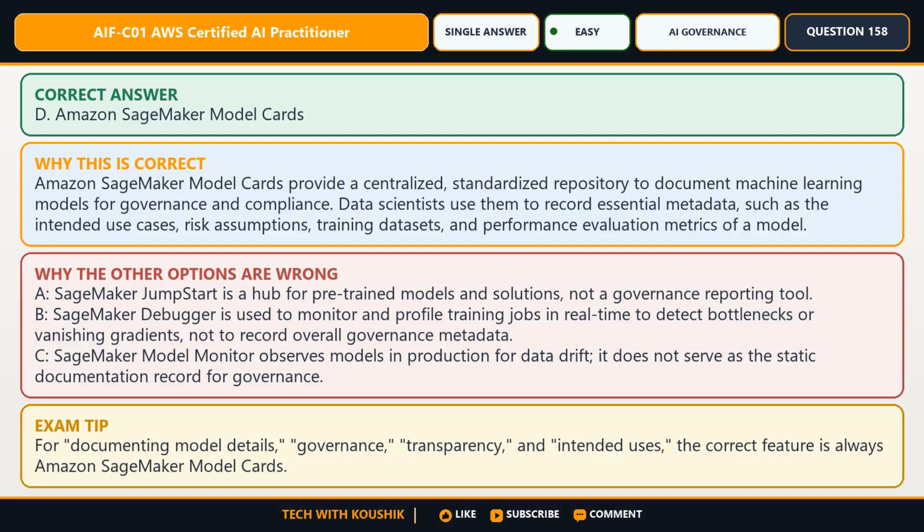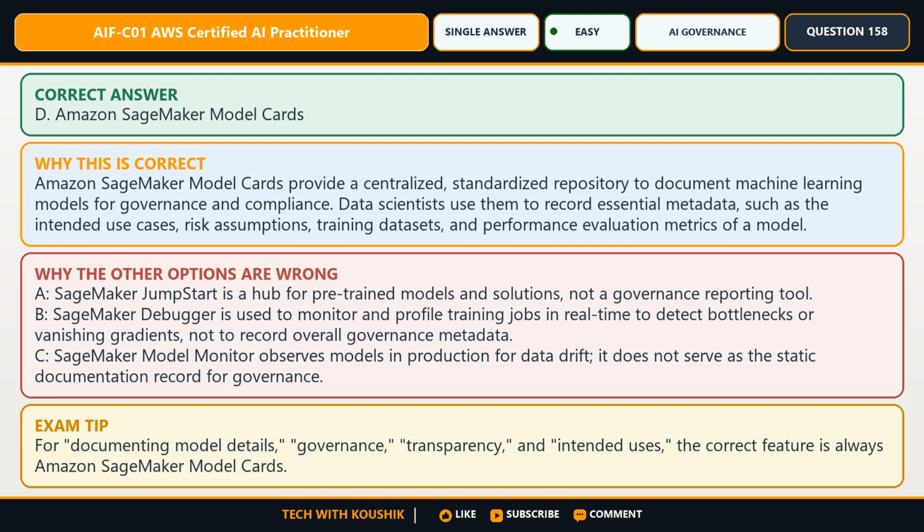After elimination, select D, Amazon SageMaker Model Cards. Here is the reasoning that confirms the answer. Amazon SageMaker Model Cards provide a centralized, standardized repository to document machine learning models for governance and compliance. Data scientists use them to record essential metadata, such as the intended use cases, risk assumptions, training datasets, and performance evaluation metrics of a model.